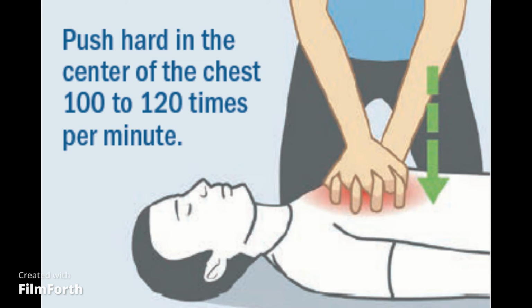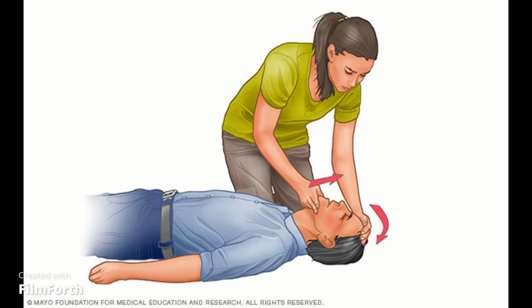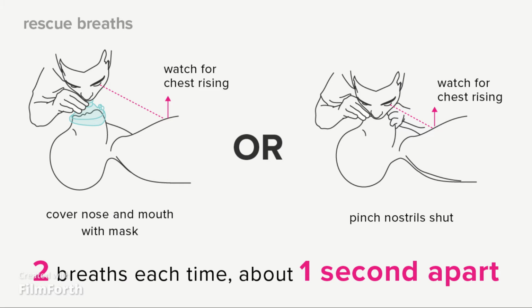C refers to circulation. If there is no pulse, perform 30 chest compressions at the rate of at least 100 per minute, 2 hands and 2 inches. A refers to airway. Tilt the head back and lift the neck to clear the airway. B refers to breathing. Pinch the victim's nose and give 2 breaths, watching for the chest to rise with each breath.